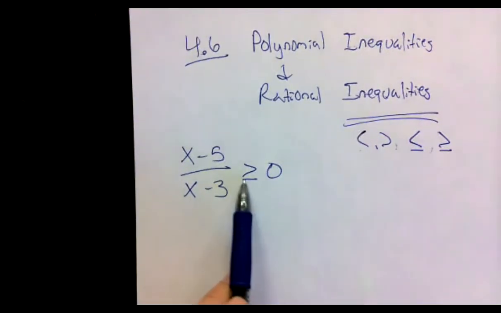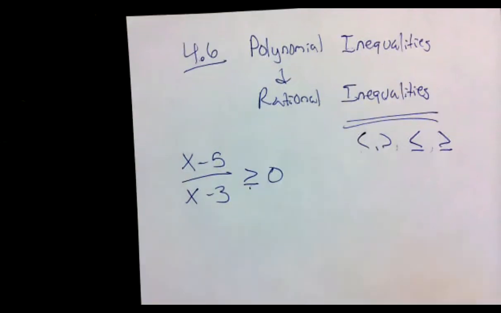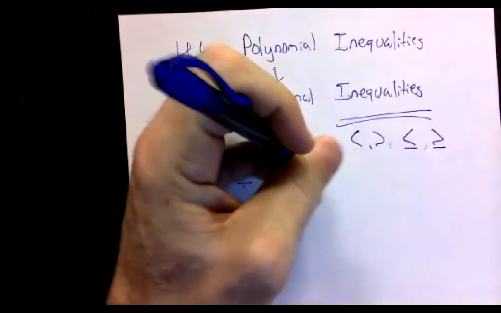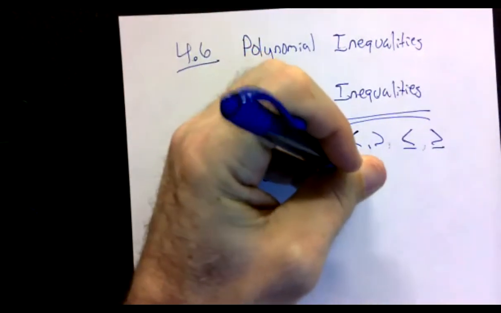Everything before was always equal to something. These are going to be either greater than or less than. Okay, the way we solve these is we are looking for what we're going to call critical points.